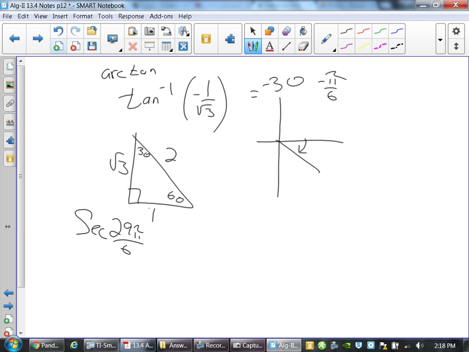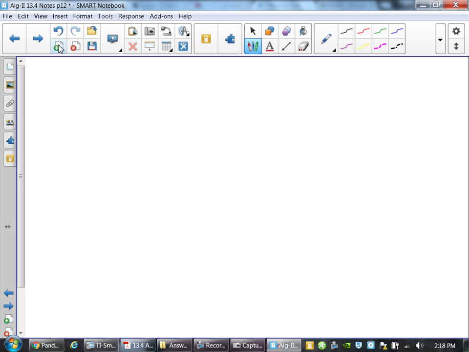Gotcha. Cosine can be in which quadrant? 1, 2. Okay, so it's never 4. The third page. What are the answers to the second? There aren't any. The third page is all the same problems.